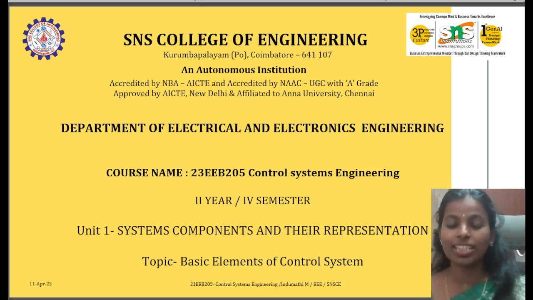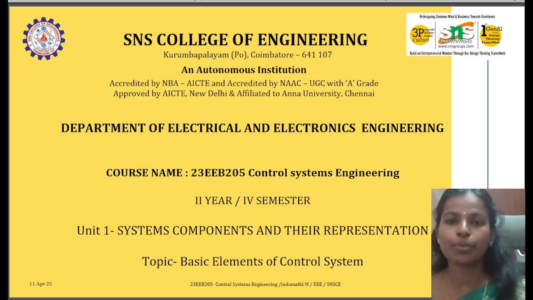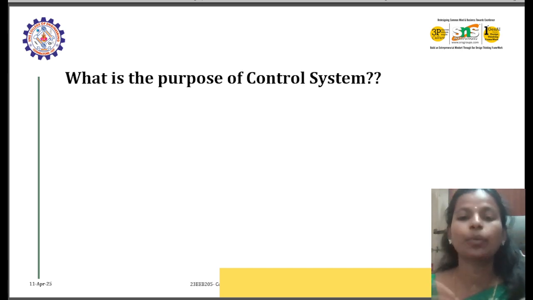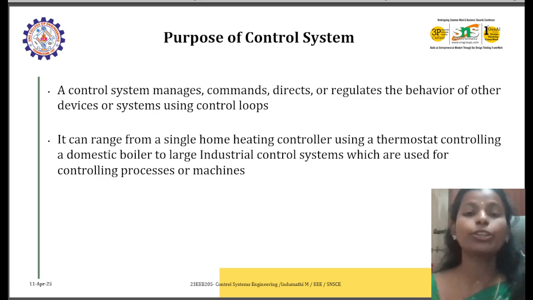Hi everyone. In this video, we are going to discuss the basic elements of a control system. Before going to the elements of the control system, we'll discuss the purpose of a control system and what a control system is. A control system manages the system very effectively to get a desired output. In order to get a particular output, we need to control a system. That's what we call a control system.